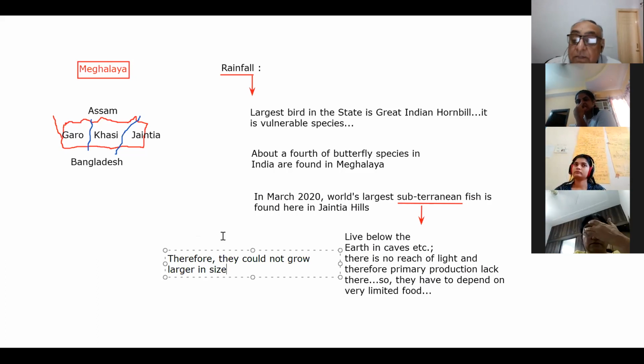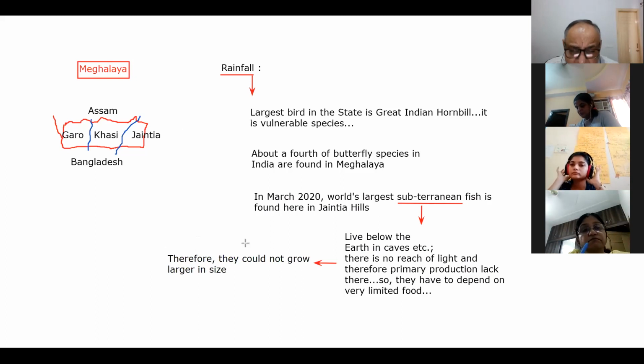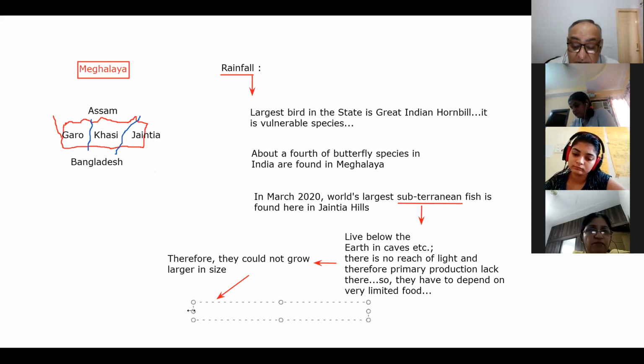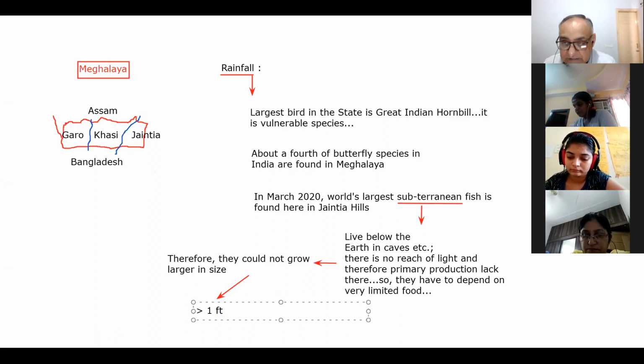So their usual size is only up to a few centimeters, two inches or at most 3 inches. But the one which was found here in Meghalaya in March 2020, the size of that fish is more than 1 foot. So that is why this is the largest known subterranean fish species in the world, found in Meghalaya in 2020. Bear this in mind. This is an important current question.